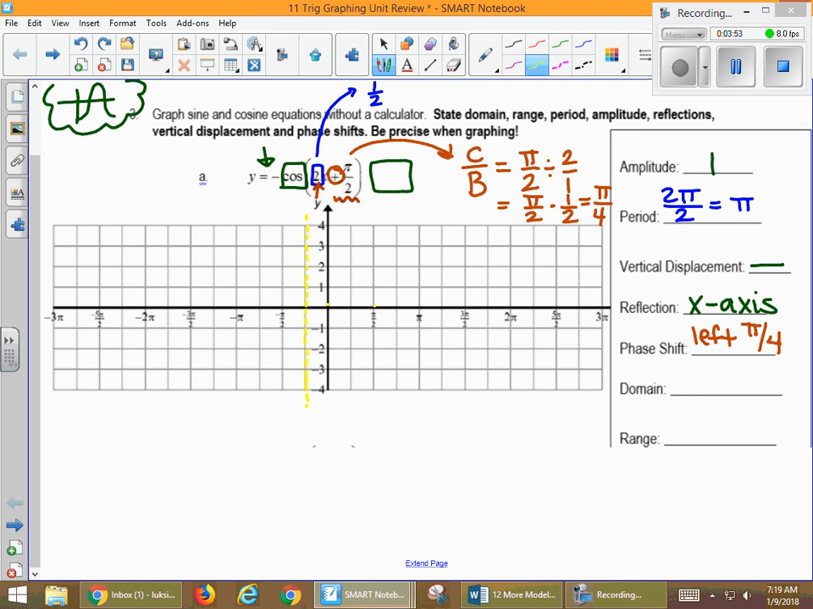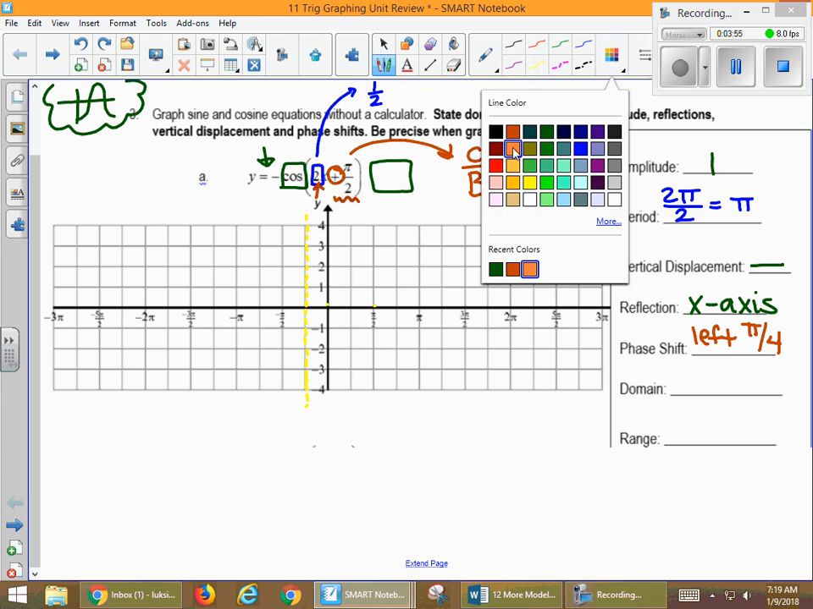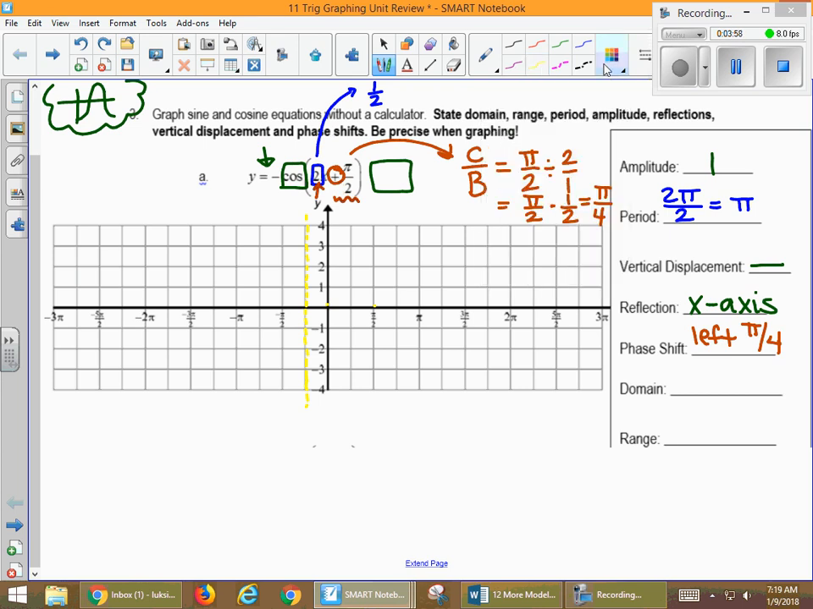And I need to start at a minimum. My amplitude is 1, so I'm going to start down 1. The period of my function is pi. So if I start at pi over 4, here pi is 4 boxes. From my left pi over 4, I'm going to go 4 boxes: 1, 2, 3, 4. One period of my function is done by, that would be 3 pi over 4.